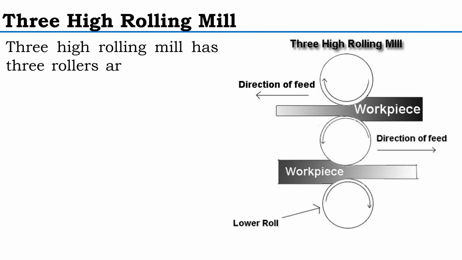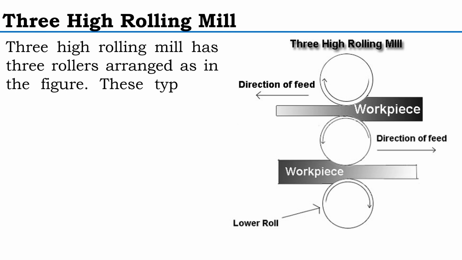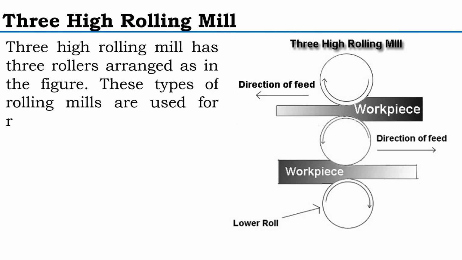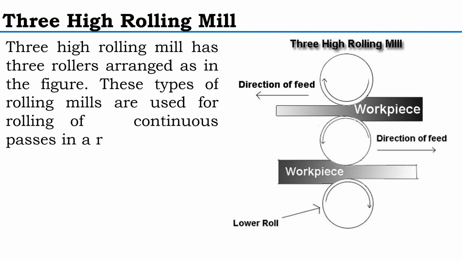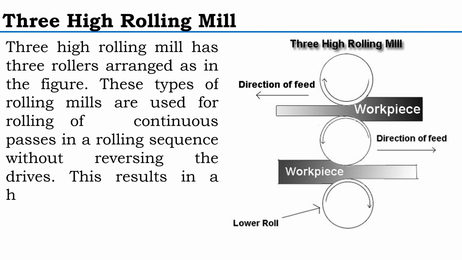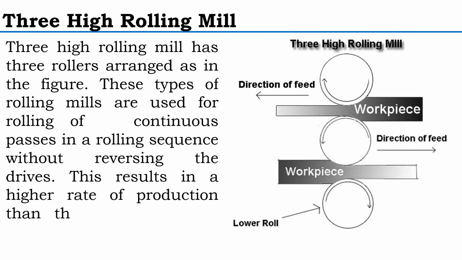Three-high rolling mill. 3-high rolling mill has 3 rollers arranged as in the figure. These types of rolling mills are used for rolling of continuous passes in a rolling sequence without reversing the drives. This results in a higher rate of production than the 2-high rolling mill.